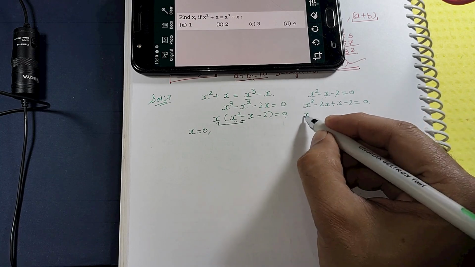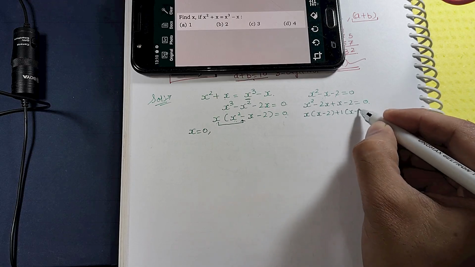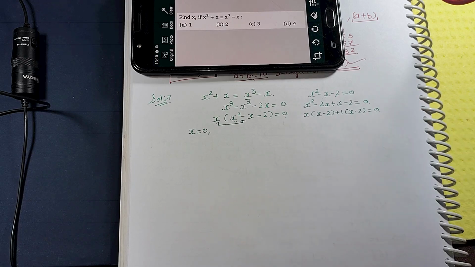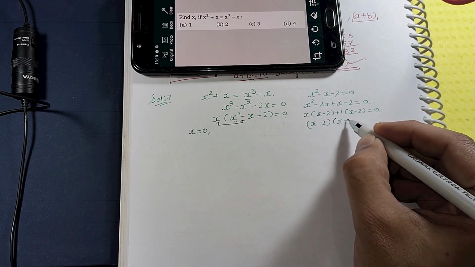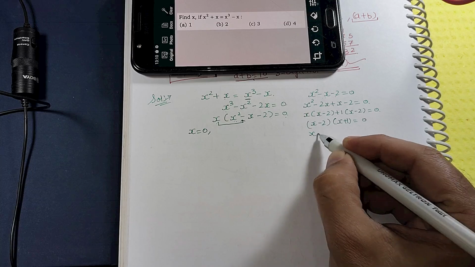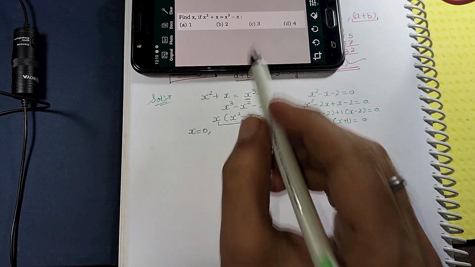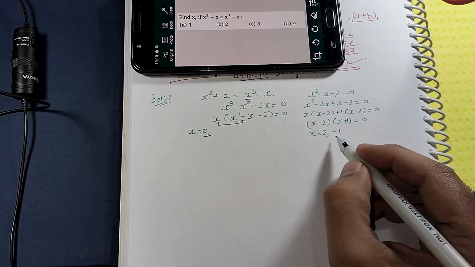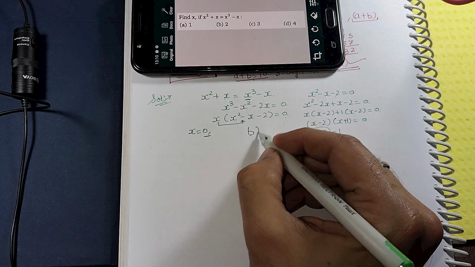So x square minus 2x plus x minus 2 is equal to 0, splitting the middle term. Now here, taking x common, I would be left with x minus 2 plus 1 times x minus 2 equal to 0, right? Now here x minus 2 common and x plus 1. So the other two values of x will be x equal to 2 and x equal to minus 1. Now from the options 1, 2, 3, 4, 0 is not in the option. Minus 1 is not, only 2 is in the option, so the right option will be option number B.